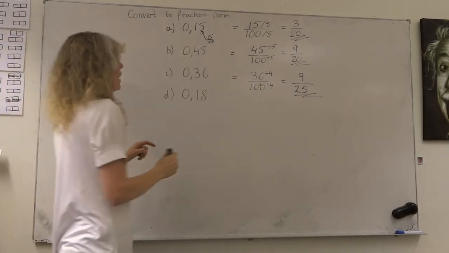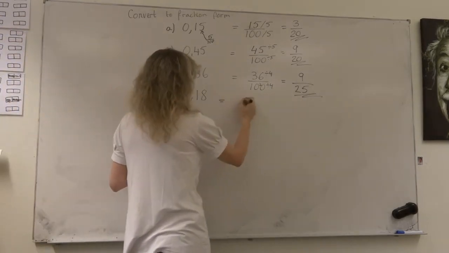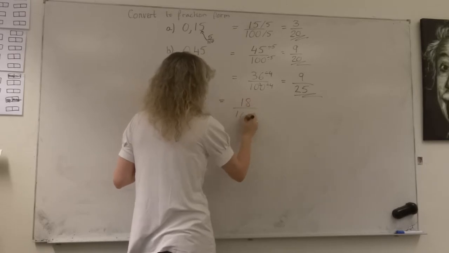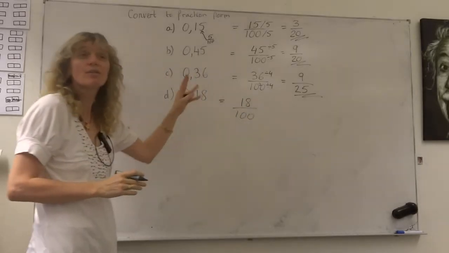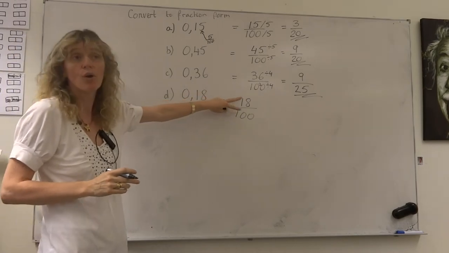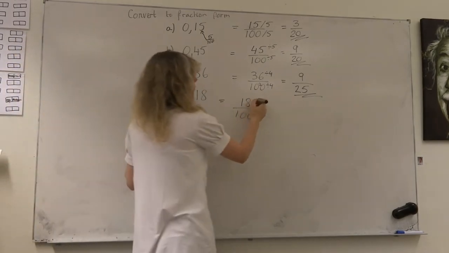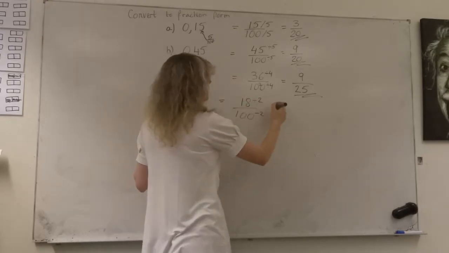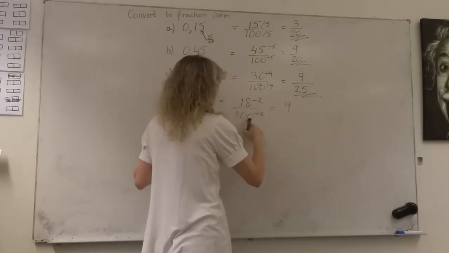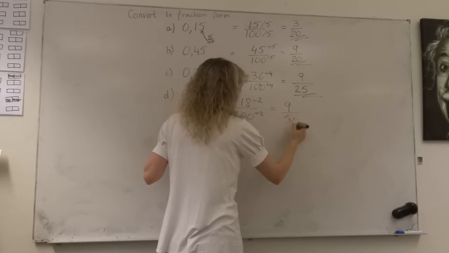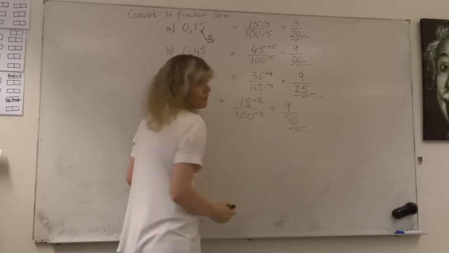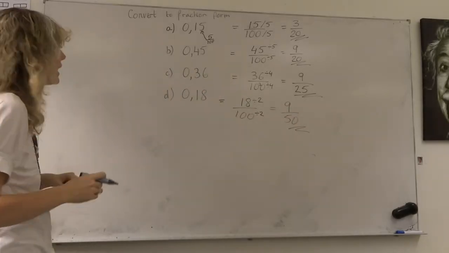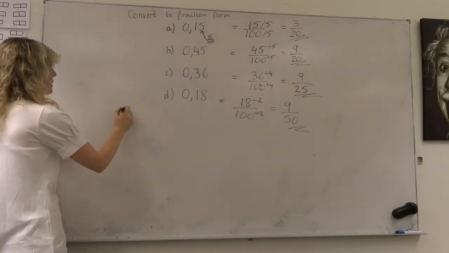And our last one, 0.18, is the same as 18/100ths, which they can't both be divided by 4 or 5, but they could both be divided by 2. 18 divided by 2 goes 9 times, 100 divided by 2 goes 50. So we get 9/50ths.